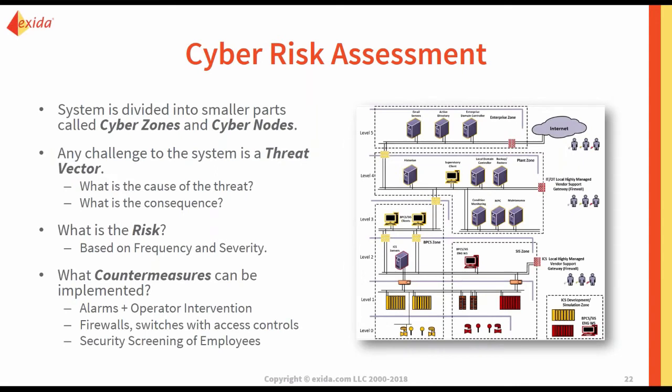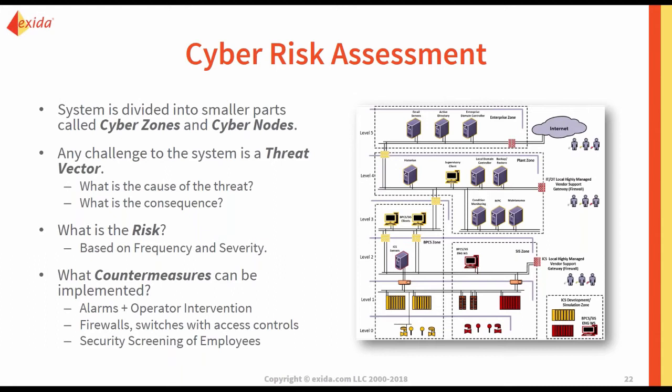So this is where we get to the crux of it. For the cyber risk assessment, your system, which starts with your zone and conduit diagram, which is shown here, is divided into smaller parts called cyber zones and cyber nodes. Any challenge to the system is a threat vector, and this is basically the pathway that the threat would use to reach whatever their target is, if it's the control system, if it's the safety system, etc.